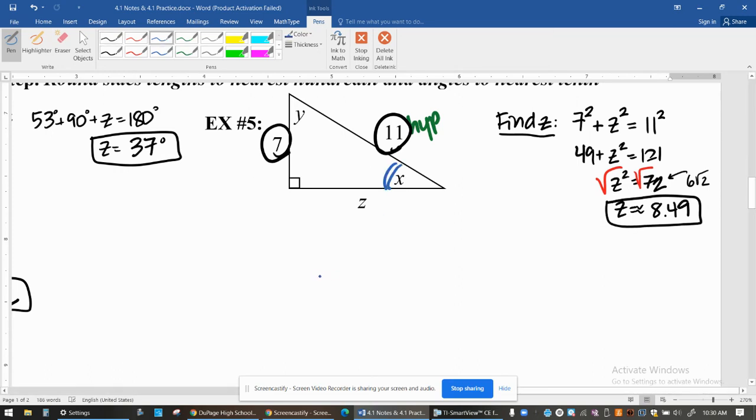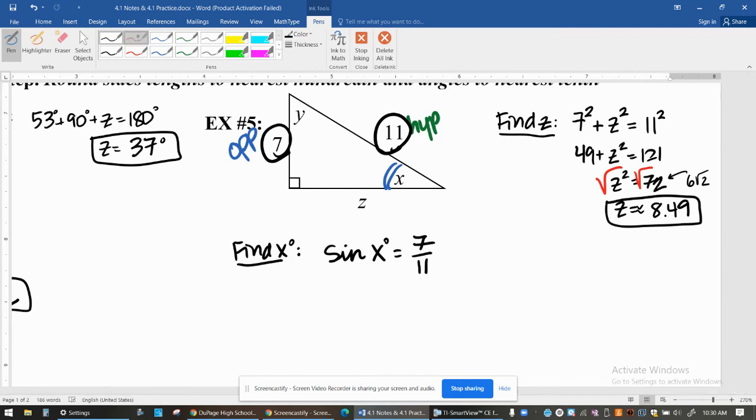If I want to find x and you want to use the 7 and 11, that's going to be opposite over hypotenuse. So that's going to require sine. So to find the value of x, degrees, that angle, I'm going to use the sine of x equals opposite over hypotenuse. Take the inverse sine of both sides, sine inverse.